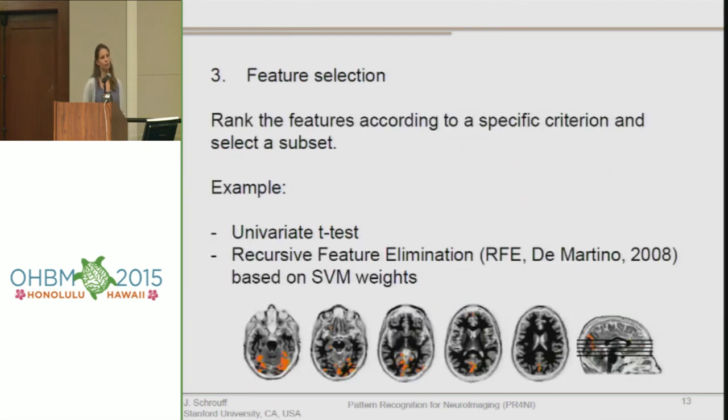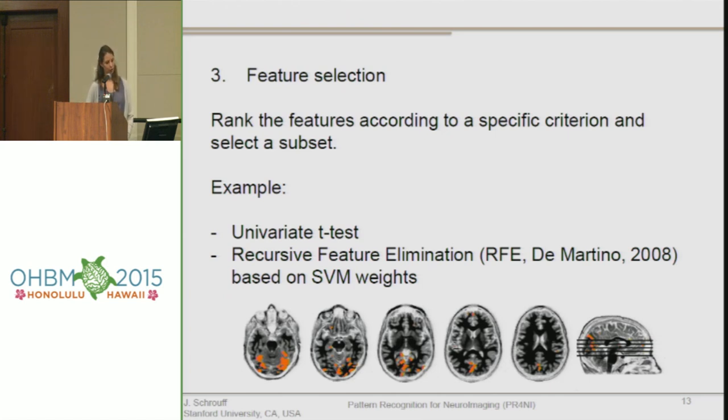So the last, now we're not into feature extraction anymore, but into feature selection. Here, we're going to first rank the features according to a specific criterion and select a subset of those features to build our model. This can be done in various ways. You can have a very simple example like the t-test. You just rank your features according to a test with your labels, or you can do a correlation test, whatever.